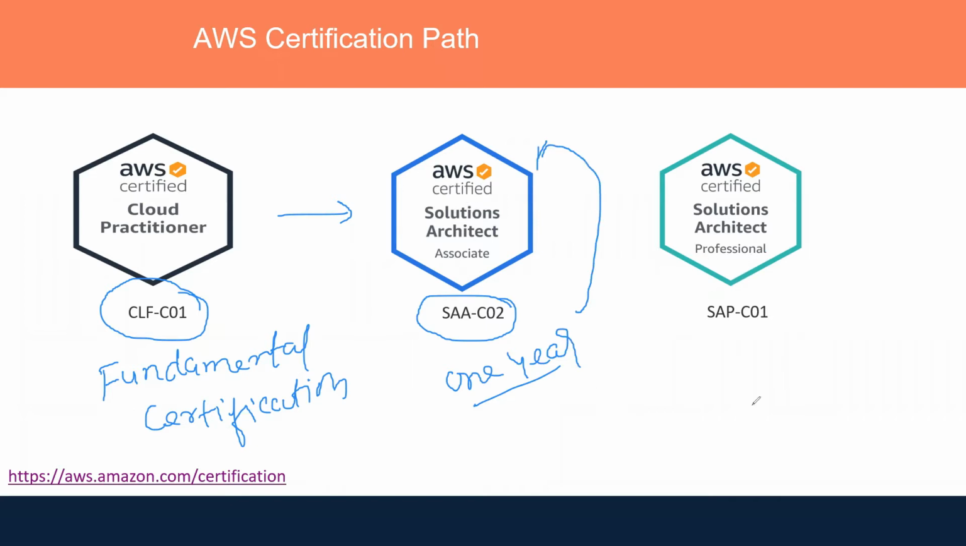And another one is the professional level certification, that is AWS Certified Solutions Architect Professional. This is the professional level certification. If you have 2 years of experience, you can attempt this particular certificate. So these are the certifications.